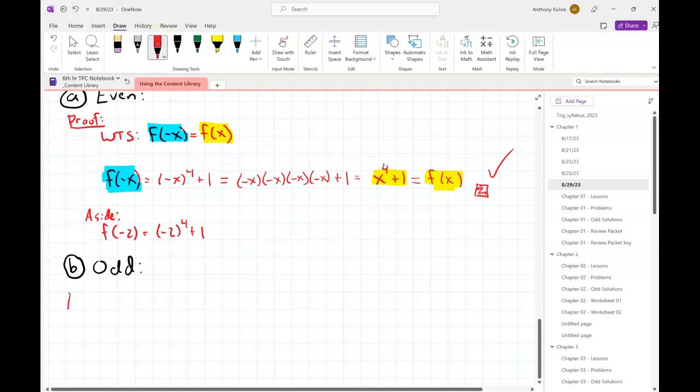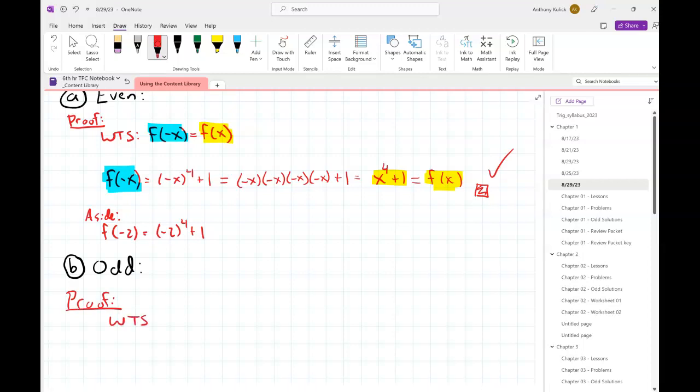Okay, so just like before, we'll start our proof by stating what it is that we want to show. If I go back and look under my odd function, the observation that we made was that f of negative x equals negative f of x. So that's what we want to show.